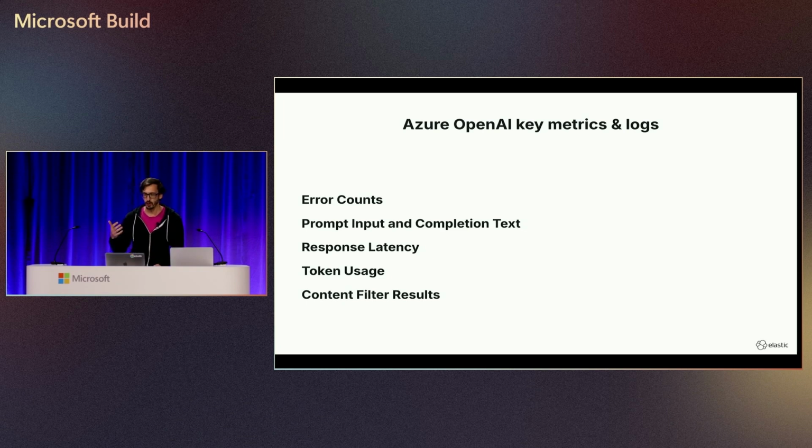And finally, content filtering. If you've been here for the previous talk, which dove a bit deeper into content filtering, there are different categories of harmful content: how to produce weapons, sexual content, harmful content.